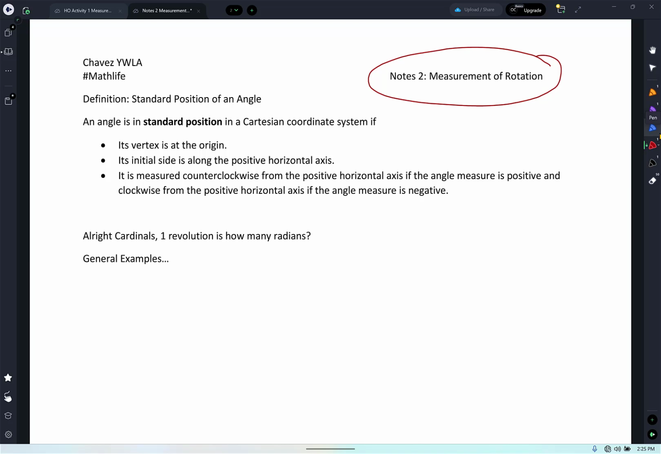So let's see what it says here. Standard position of an angle in the Cartesian coordinate system: by the way, Cartesian coordinate system just means x, y. You've been doing it all your life. Its vertex is at the origin, and its initial side is along the positive horizontal axis. So that means this. This is my reference.